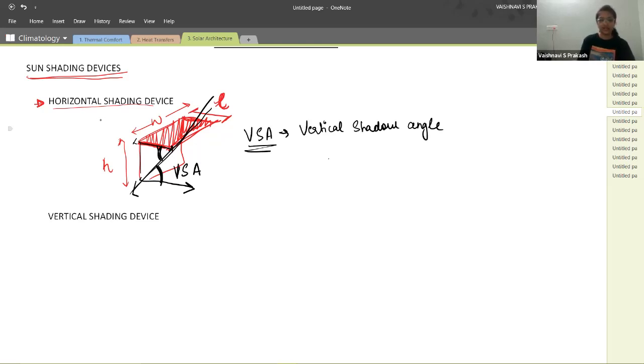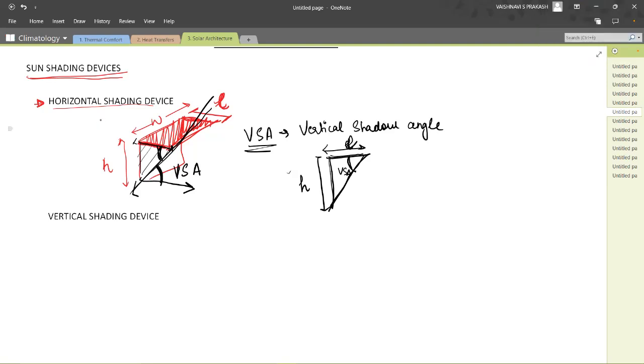For example, if I take this triangle that is formed, then I know that this is L, which is what we need to find. And this is your VSA, or vertical shadow angle. And I know this from the height of the window, which is given. So can anybody guess how to find L? Pythagoras theorem? Pythagoras theorem will give you this.